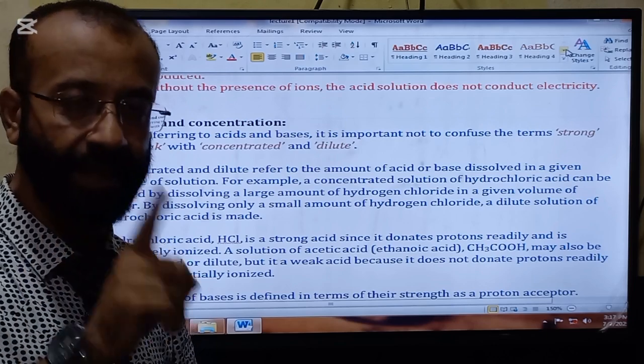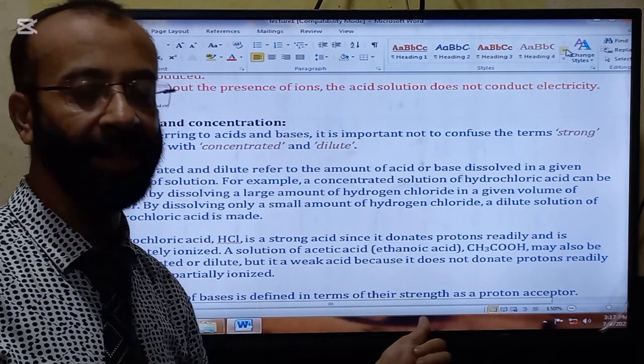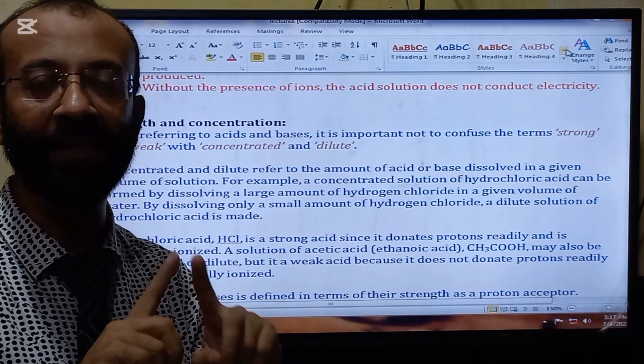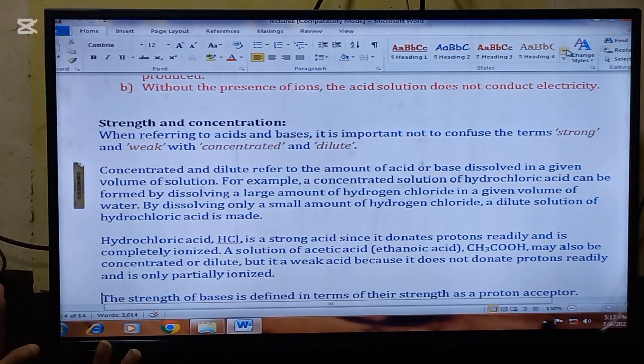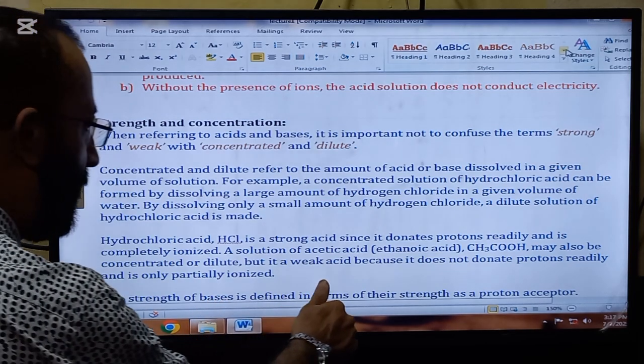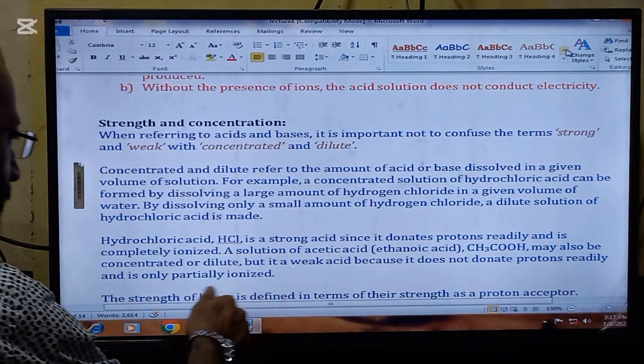But the other thing is, this is a weak acid because it will not dissociate completely. So this is the thing which you have to remember. It is a weak acid because it does not donate protons readily and is only partially ionized.